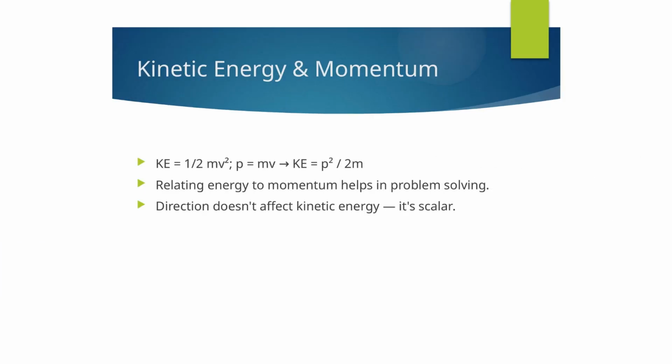Now here's a key relationship. You already know KE equals 1/2 mv squared. Since momentum p equals m times v, we can rearrange and get KE equals p squared over 2m. This is super useful when solving problems where mass and momentum are known, but velocity isn't. Also remember, kinetic energy is a scalar, so direction doesn't matter here.